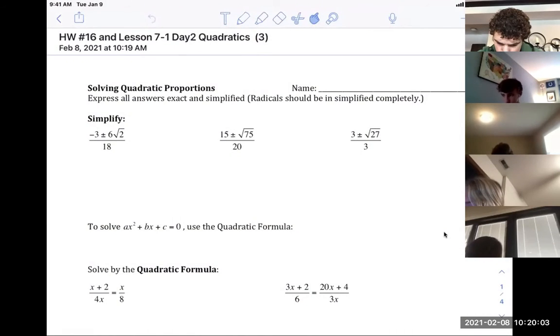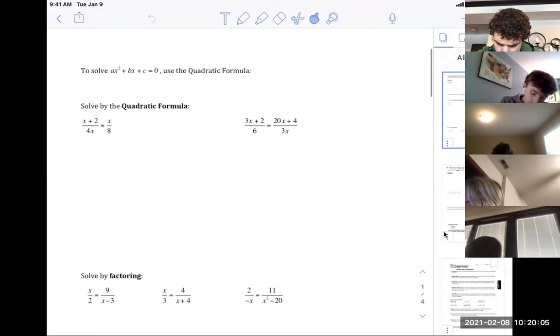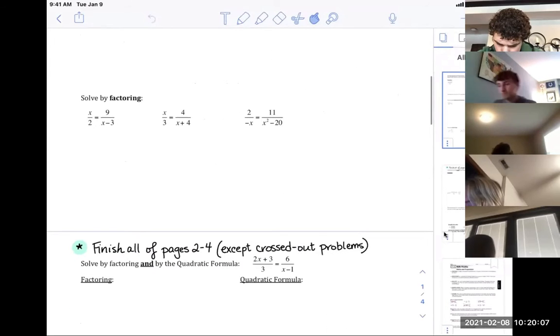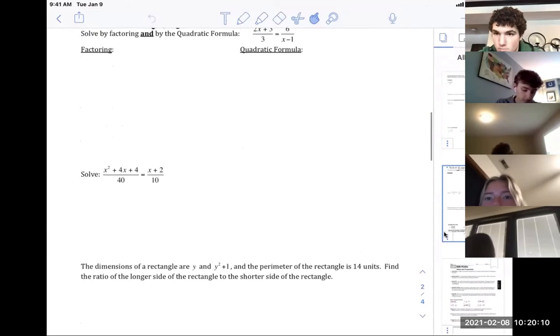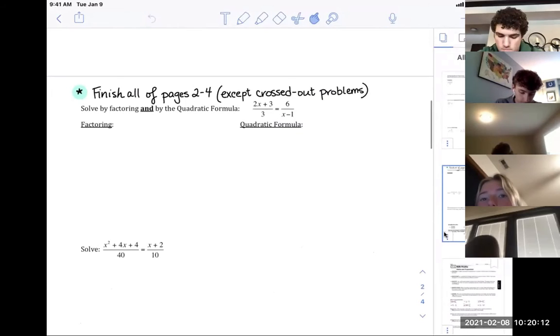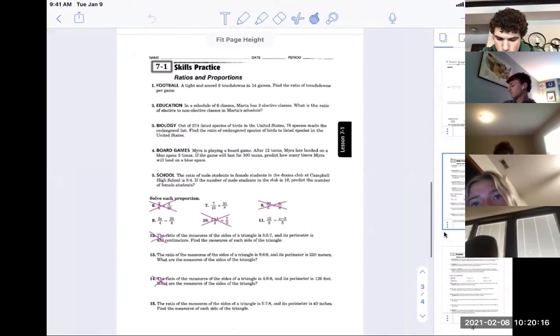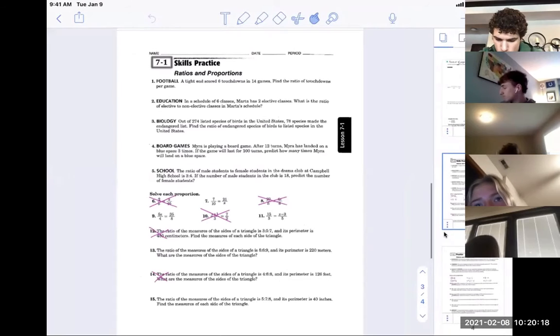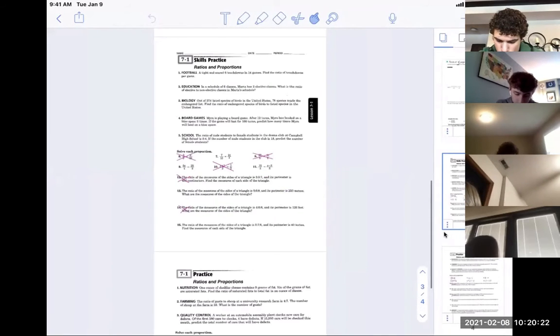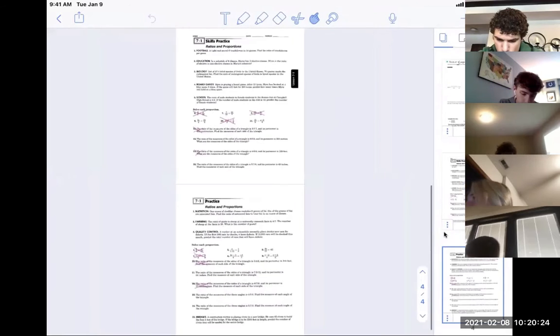All right, so if you take a look at this, the first page, we're going to do a lot of those problems together. The second page you'll be doing almost completely on your own. And then later in this class, we'll do lesson 7-1 skills practice. I'll have you do those and we'll check those, and then you'll have to do this page for homework.